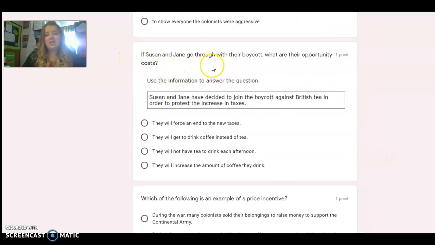If Susan and Jane go through with their boycott, what are their opportunity costs? Use the information to answer the question. Susan and Jane have decided to join the boycott against British tea in order to protest the increase in taxes. So what's their opportunity cost? They will force an end to the new taxes. They will get to drink coffee instead of tea. They will not have tea to drink each afternoon. Or they will increase the amount of coffee that they drink.